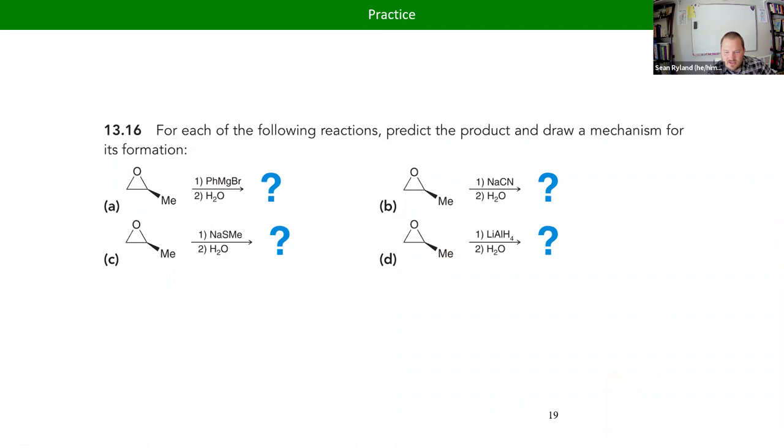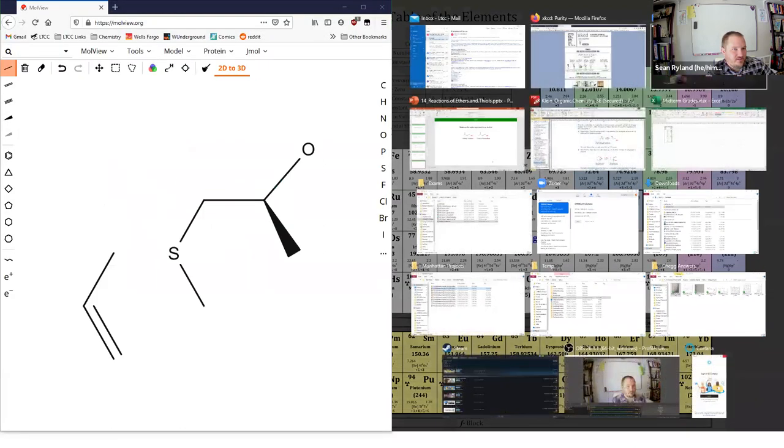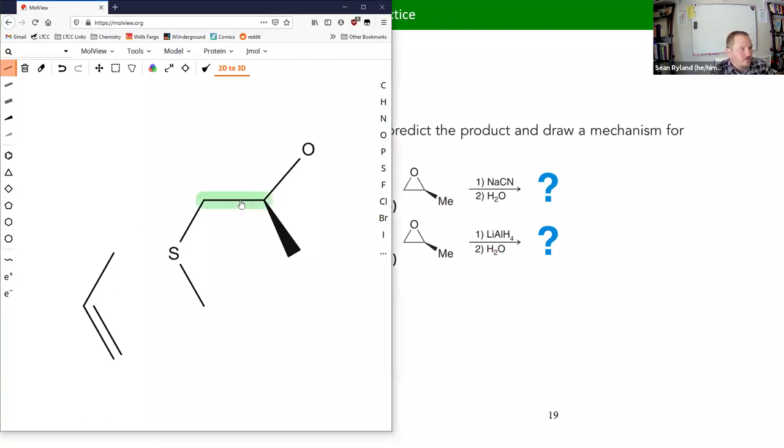Let's look at the other side again. All of the same considerations. For B, we have cyanide being attached. So we are going to wind up with what's known as a nitrile. A nitrile is when you have a carbon triple bonded to a nitrogen as part of an organic group. It's also called a cyano group because you're attaching cyanide.